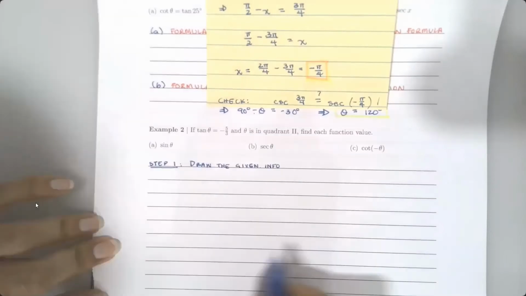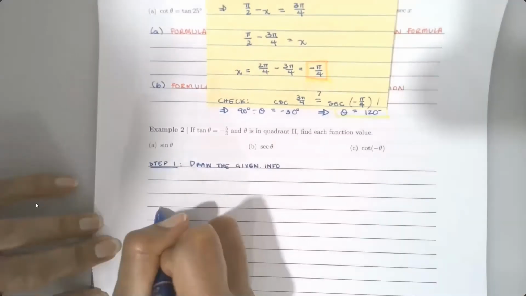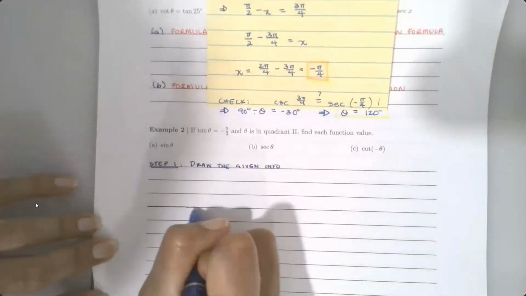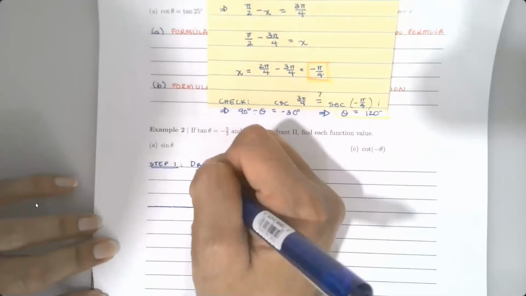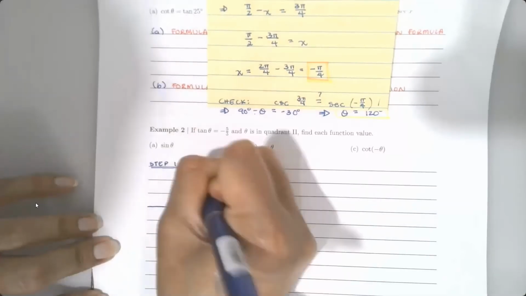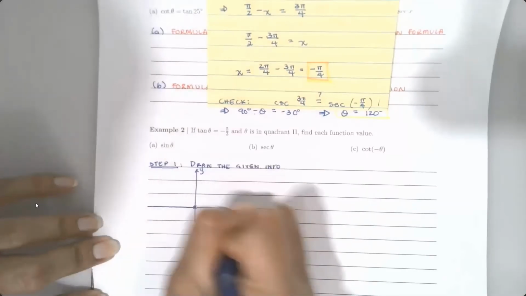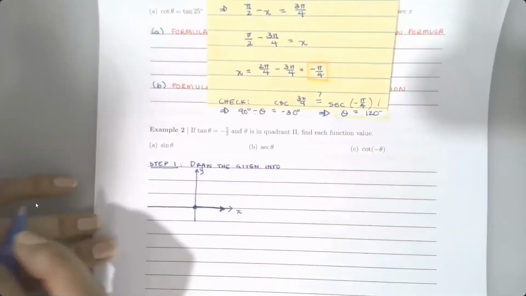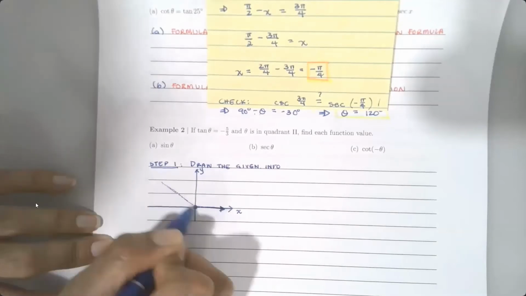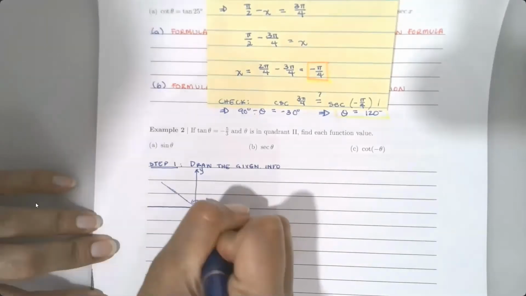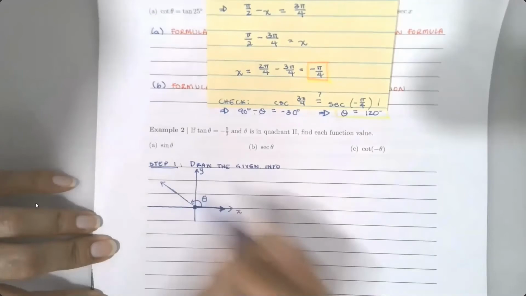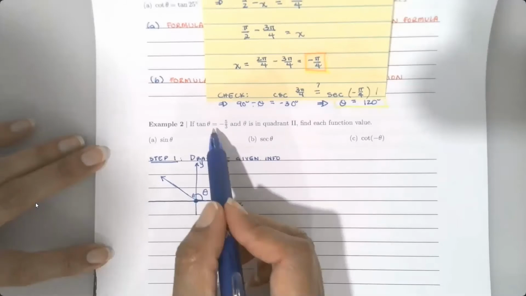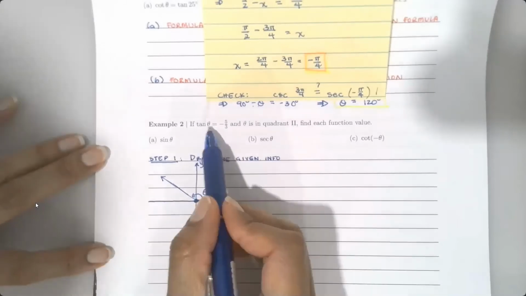So we're talking about an angle that is in quadrant number 2. Let's say this is my x-axis and this is my y-axis. The vertex is at the origin. The initial side of the angle is on the positive x-axis. And then we have an angle that terminates in quadrant number 2, which we're calling theta. They tell us that tangent is negative 5 over 3.